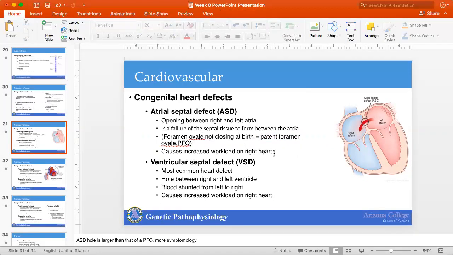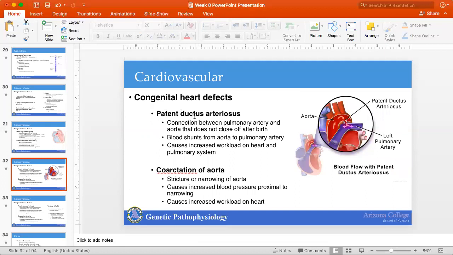right heart. You could also have a ventricular septal defect, the most common heart defect, a hole between the right and left ventricle. So similar to atrial septal defect, but down here between the ventricles. Blood is shunted from left to right, causes increased workload on the right heart. So you can see both of them are going to increase the workload on the right heart. Blood here is going to go to the lungs. So increased workload to the right side of the heart. It's also going to lead to pulmonary hypertension.